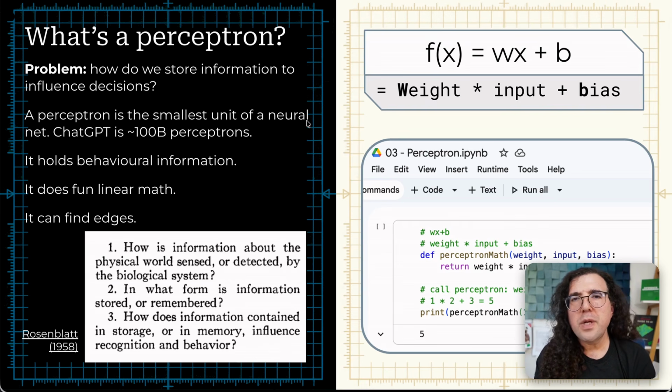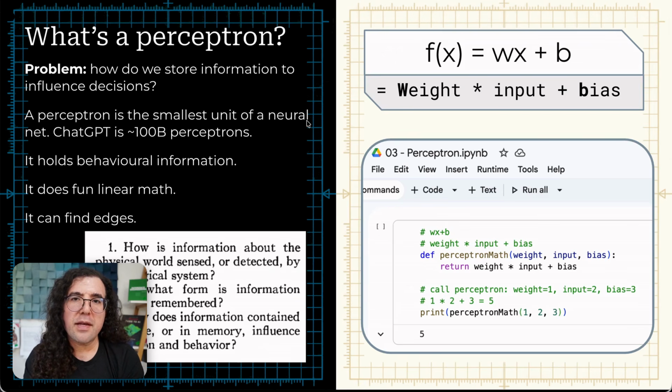And I really love this definition from Rosenblatt in 1958, where he asks the following questions. He came up with this concept. How is information about the physical world sensed, detected by the biological system? In what form is information stored or remembered? And how does information in storage and memory then influence recognition and behavior? So how do you store, and how do you influence behavior with that? That's really what a perceptron or a neuron, the basic unit of work, does.